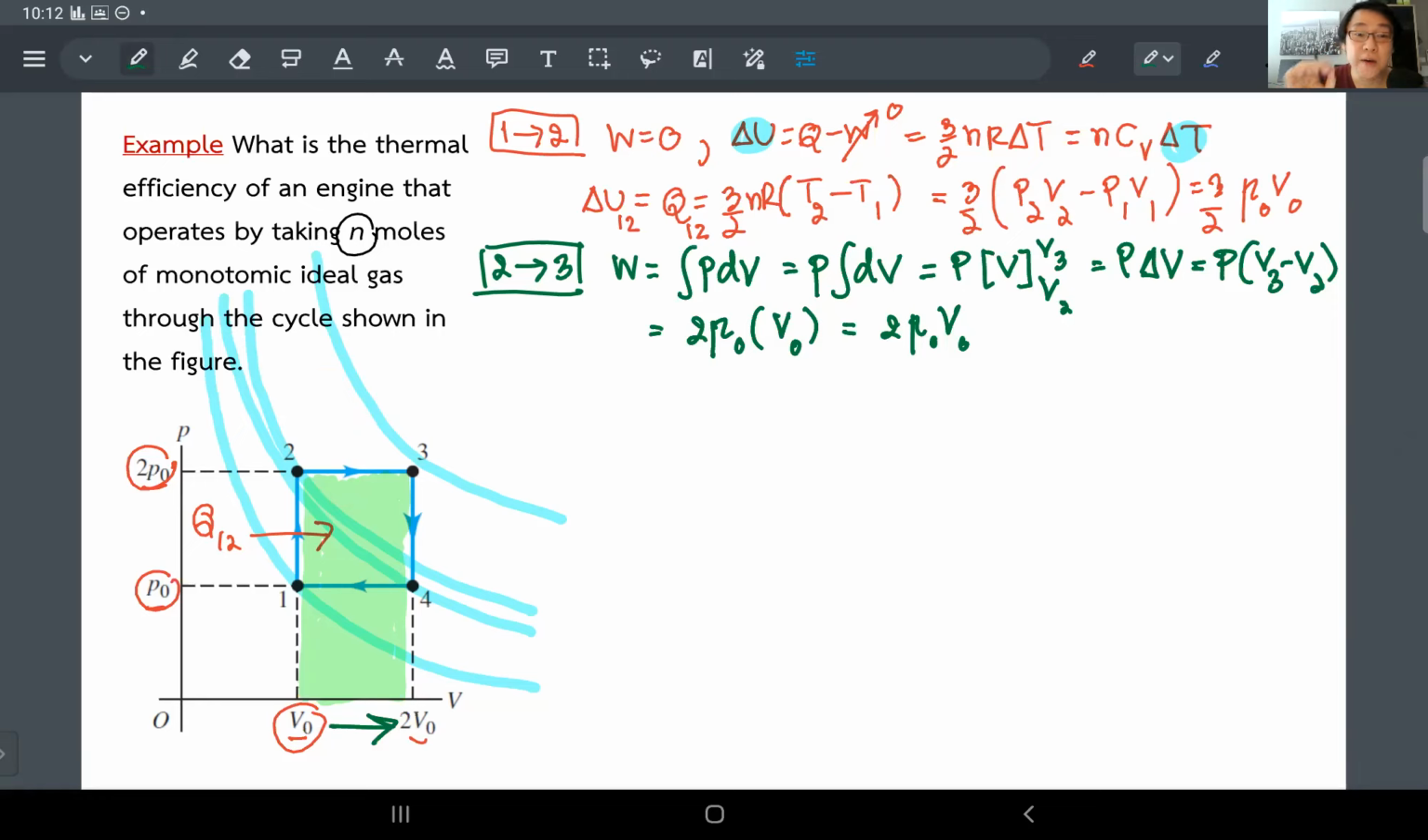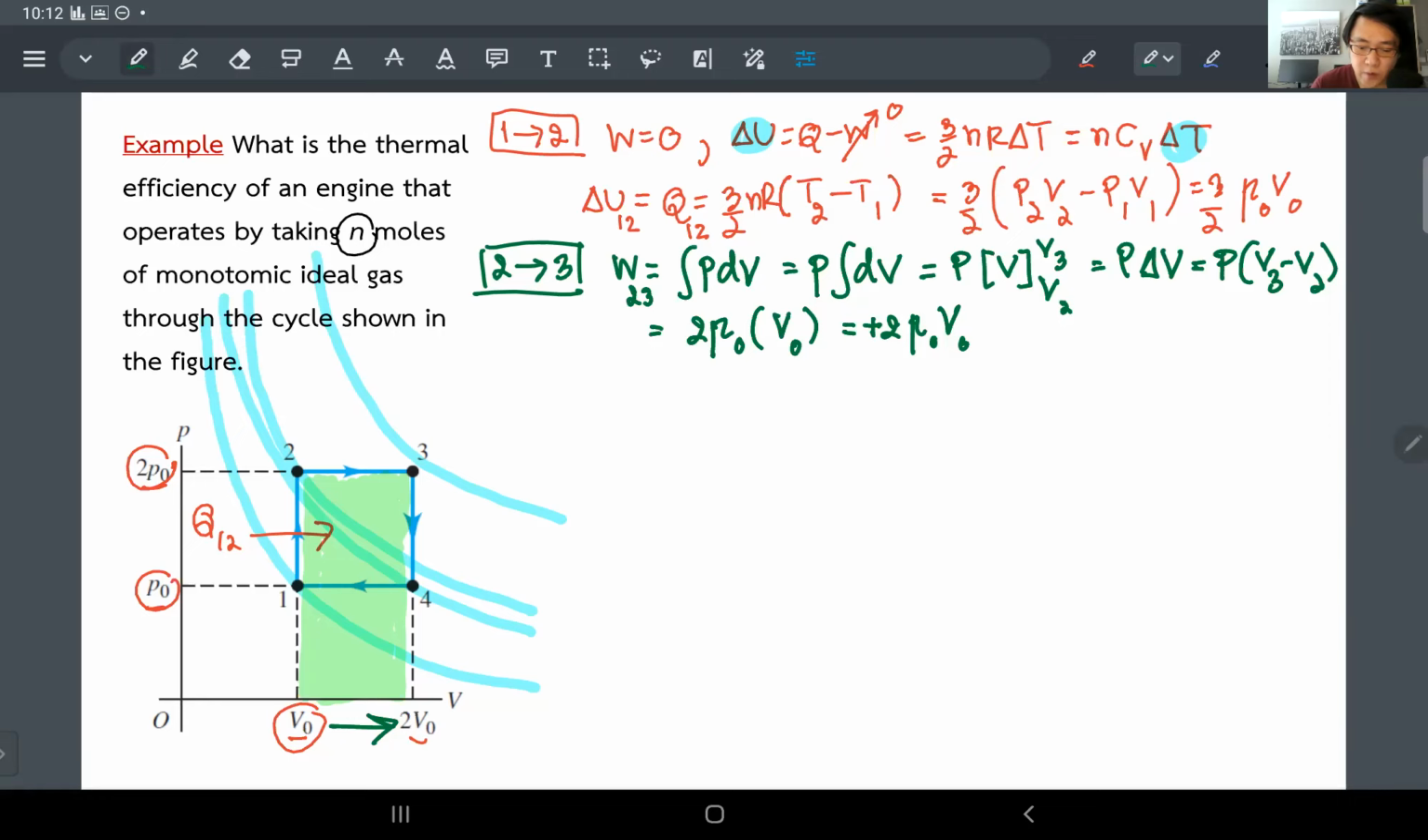All right, so work done is positive because the gas expands from V naught to 2V naught. You can add the positive sign just to emphasize that work done is positive. And then we can put a subscript over here. It is the work done from 2 to 3. All right, now move on.